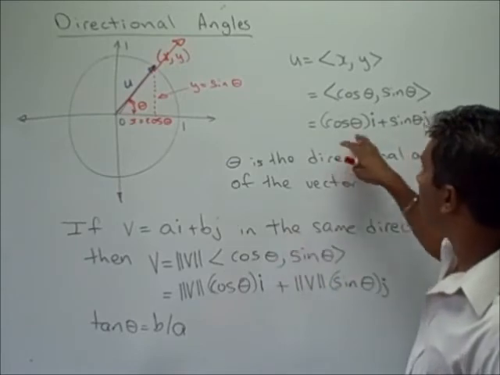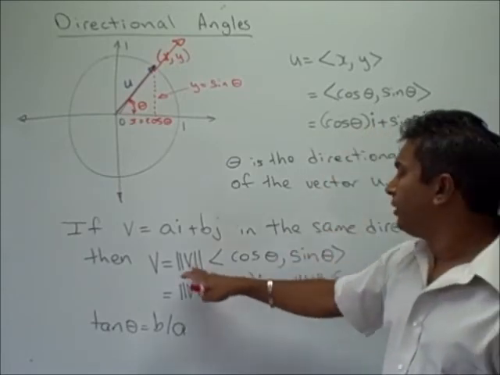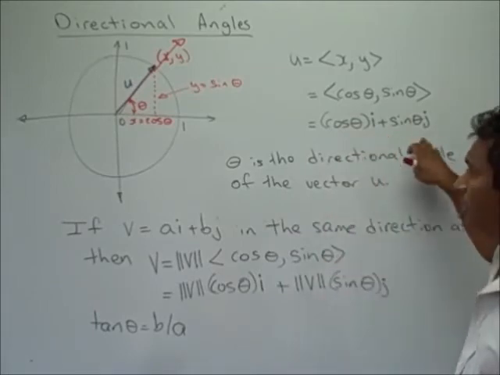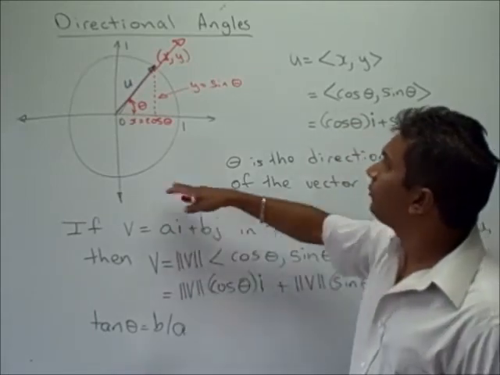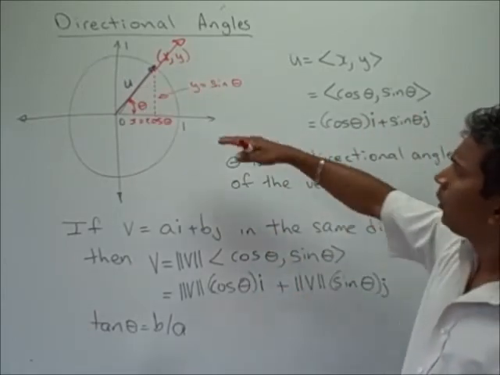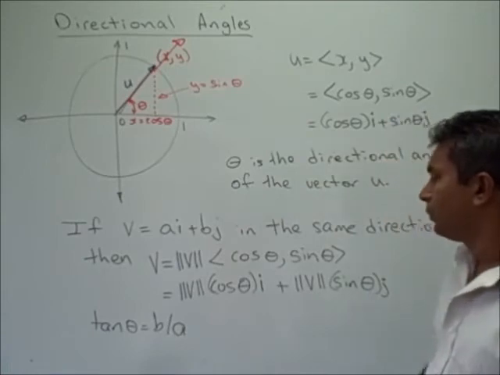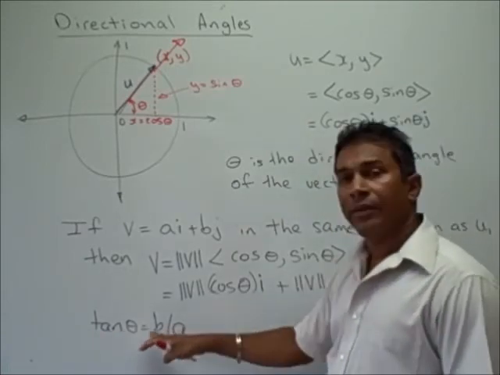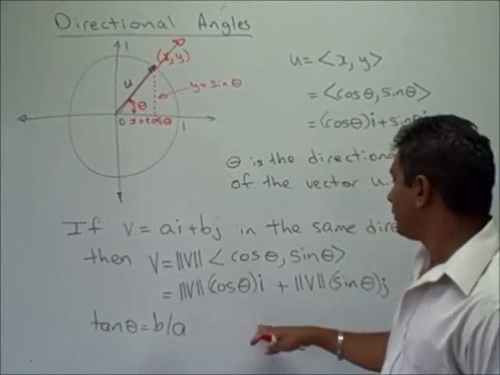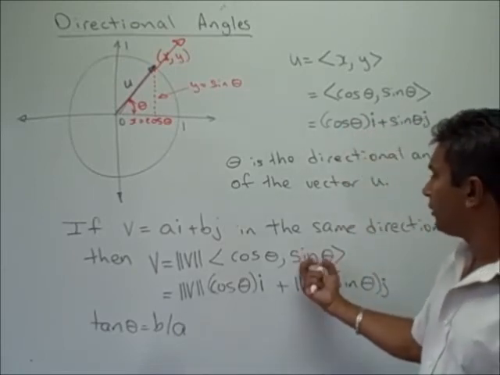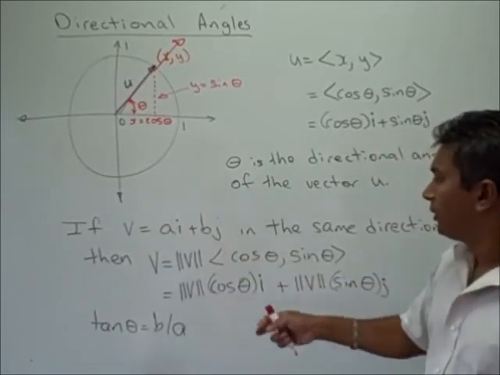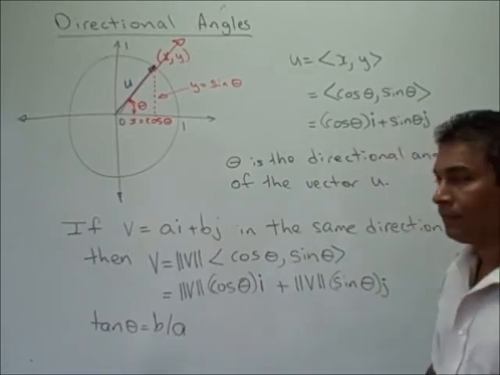Or if we rewrite as a linear combination, this would be the magnitude of v times cosine theta i plus the magnitude of v times sine theta j, since v is a multiple of u. We can also show that tan theta is equal to b over a, since tan theta is equal to sine over cosine, and we know sine theta is equal to b and cosine theta is equal to a. So this becomes b over a.